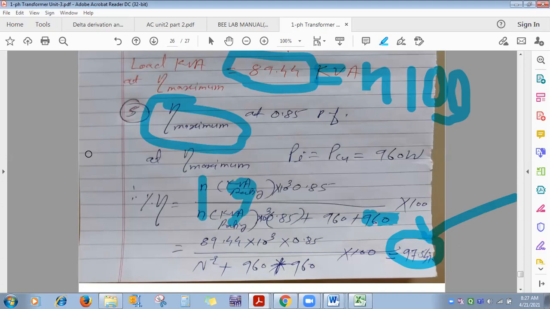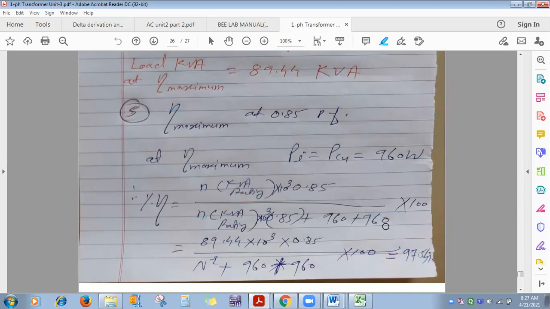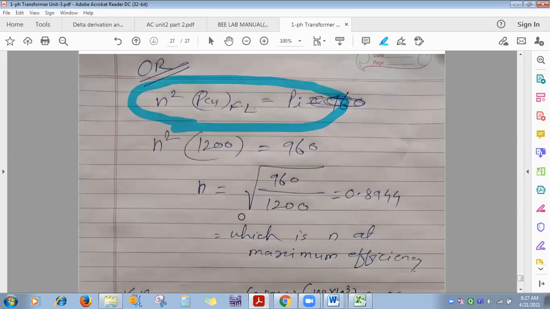Or what is the another option to calculate the N? See here, the condition at maximum efficiency we know. What is it? N square full load copper loss is equal to 960. Iron loss is equal to copper loss at maximum efficiency. Equate it. See, same value of N you got.